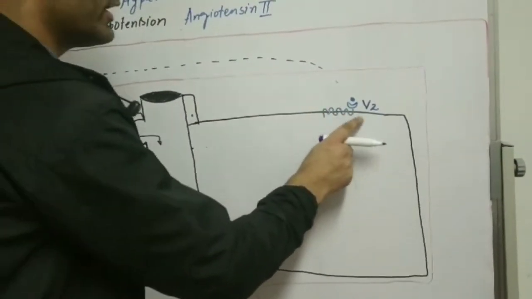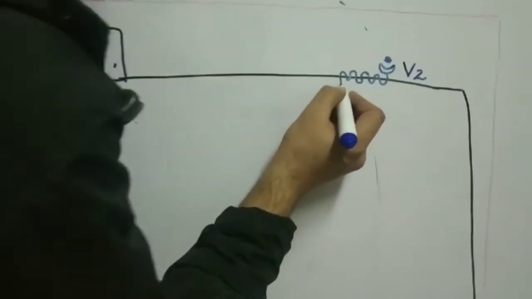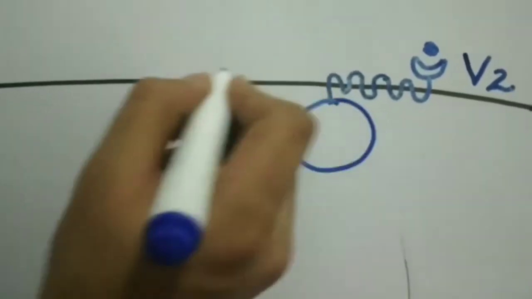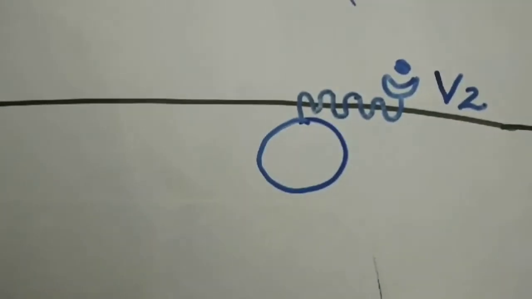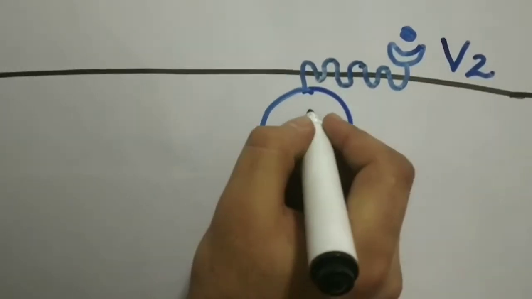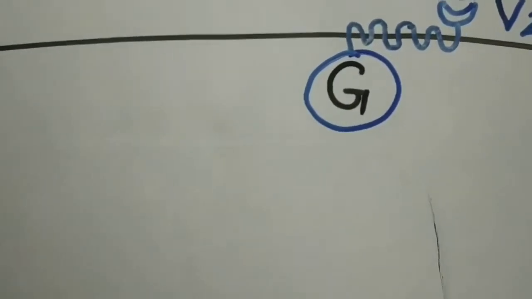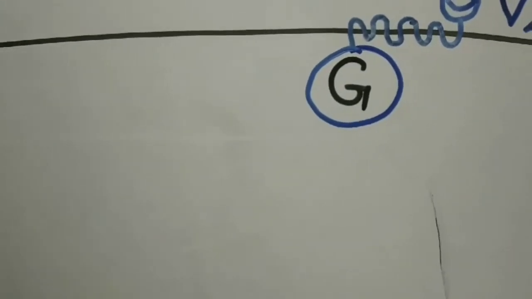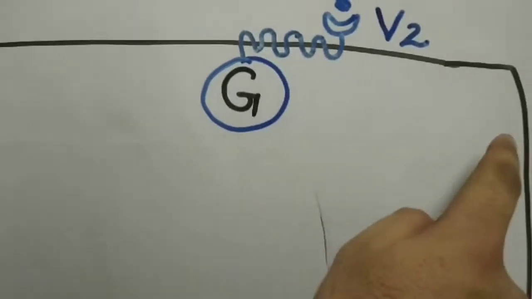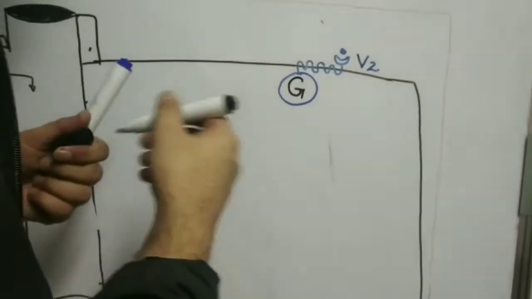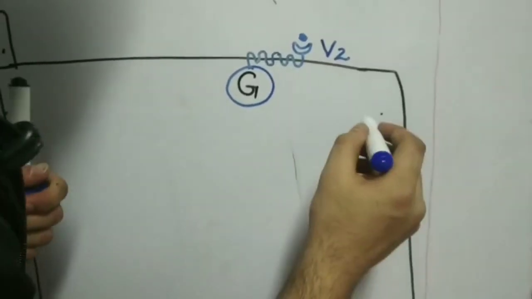Whenever this V2 receptor gets activated, it is actually G-coupled. It is bound with the G protein. Whenever the G protein is activated, the G protein in turn activates another protein which is present in the cell membrane. Suppose here I will show.